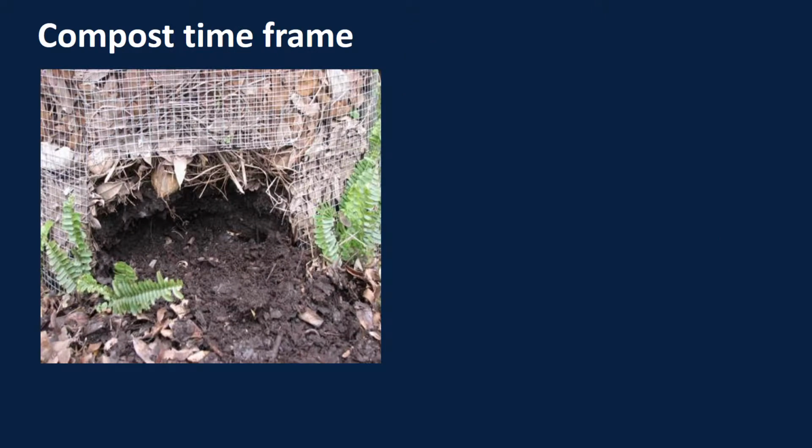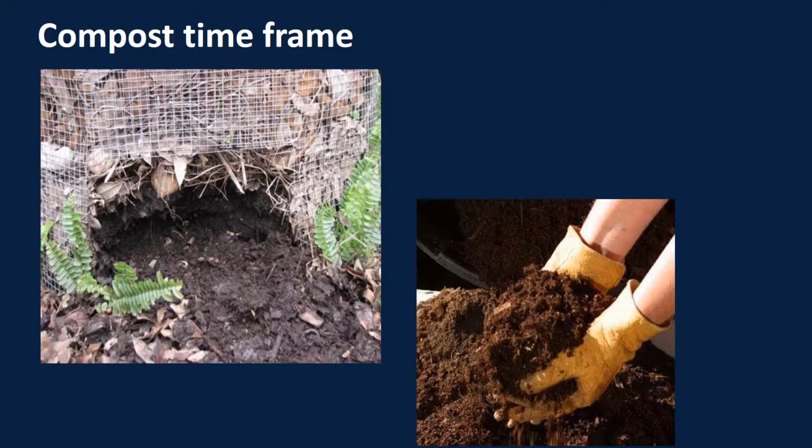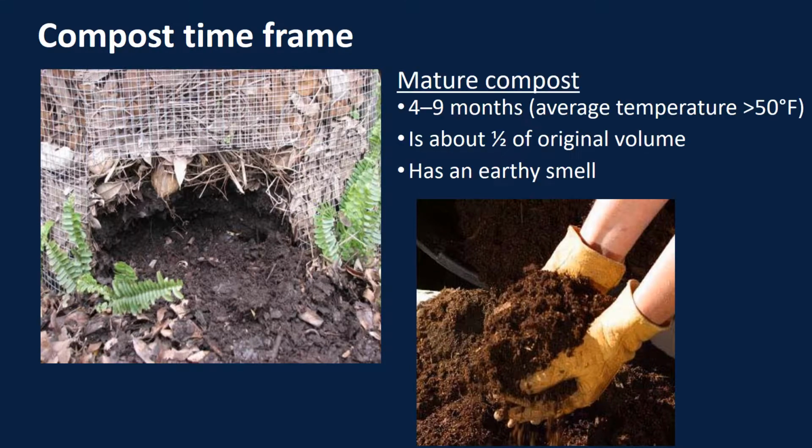So the next thing we want to know is, how long is this going to take? How long does it take us to get from these raw materials into this fluffy, fibrous material we can add to our gardens and our flower beds? So mature compost, we're talking 4 to 9 months, depending on the average temperature being above 50 degrees Fahrenheit. We're going to reduce the volume of that raw material by about half, and it's going to have a really earthy smell to it. If it gets that pungent, kind of gross, nasty smell, it's likely we need to increase the aeration, we need to lessen the water that's in there, kind of mix things up a little bit better.